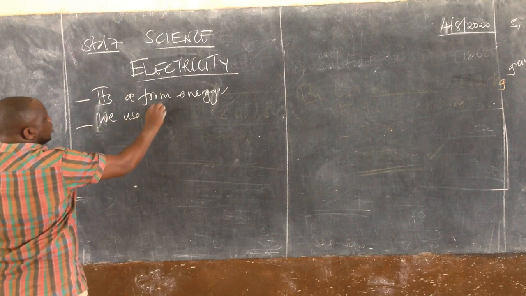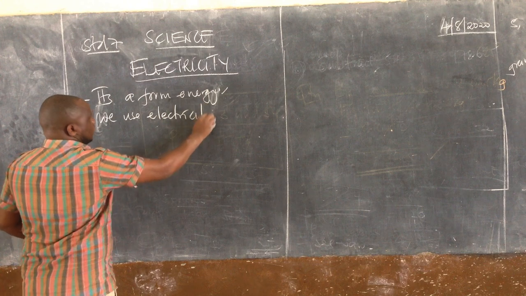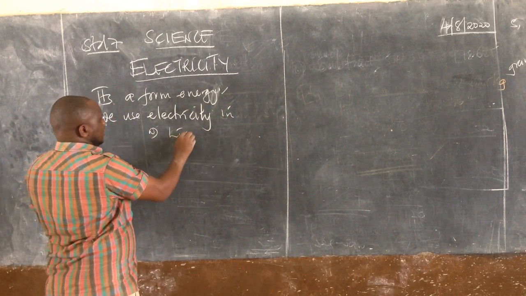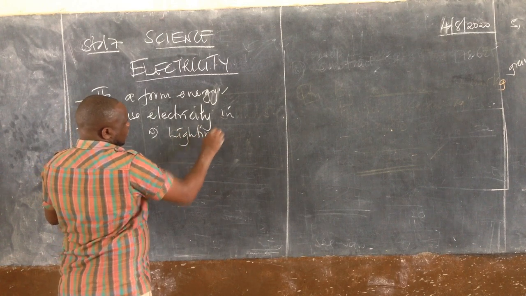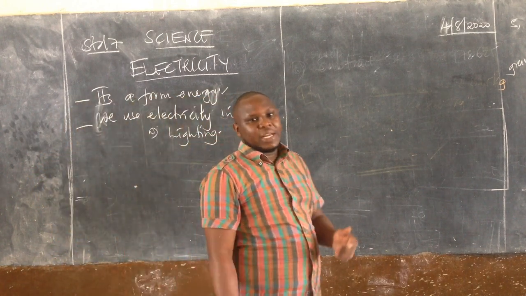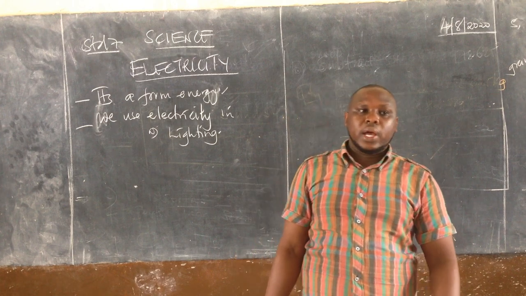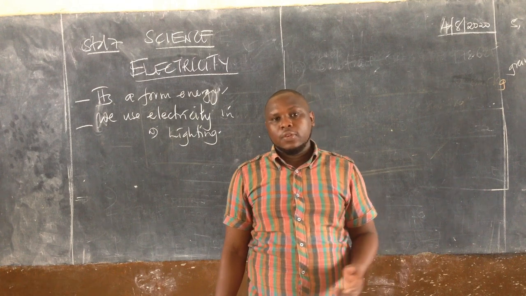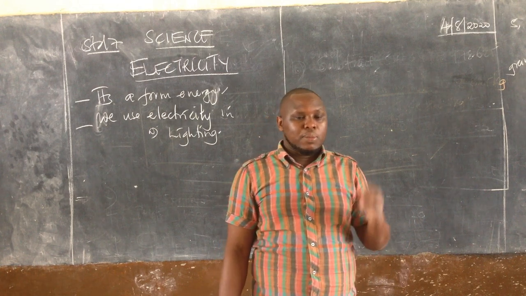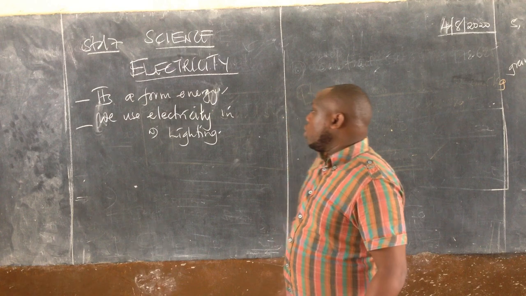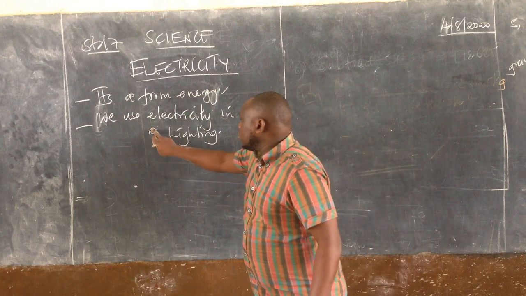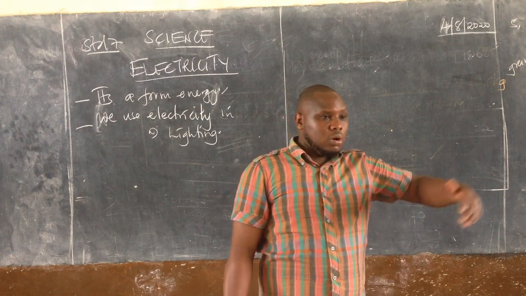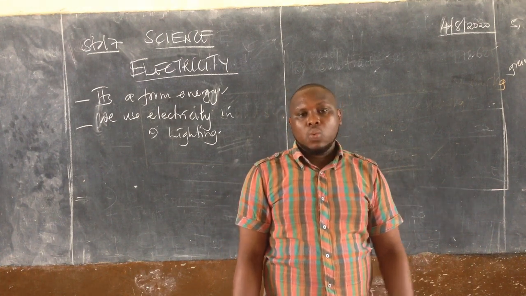We use electricity, number one, in lighting, meaning that you can't live in a room that is dark, so you need electricity. That's why if the electricity goes off, you have to look for a candle to get light. So you cannot live without electricity. You can use it for lighting, either in a room or even in the industries where work is done.